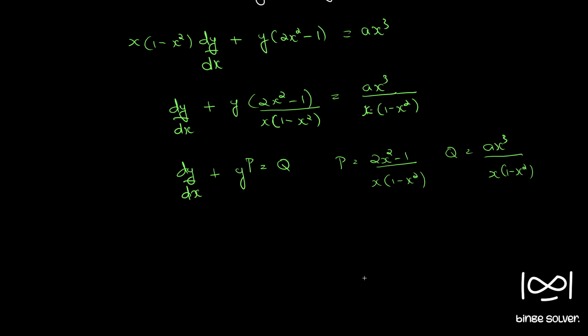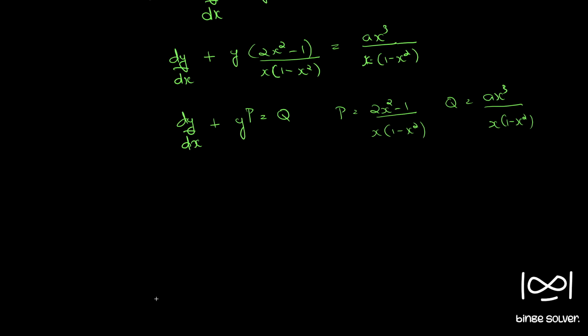Now, for such a question, the integrating factor can be found out by using the formula e raised to integral p dx. So we have e raised to integral of 2x square minus 1 by x into 1 minus x square dx. So we will integrate this separately.